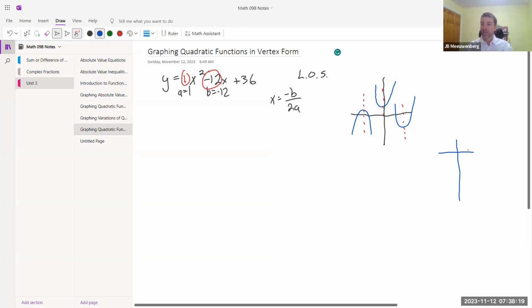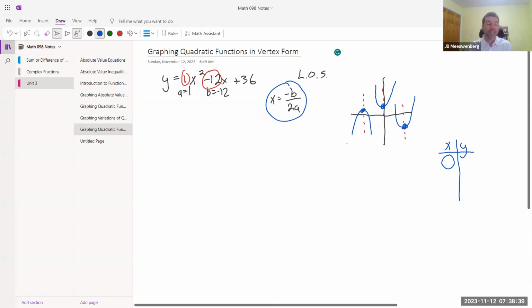We want to find some points on our parabola. We've got to find some x and y values. And so we need to know, where do we start filling these numbers in? And this formula basically tells us this very first x value to use. That's going to tell us how we can find our vertex.